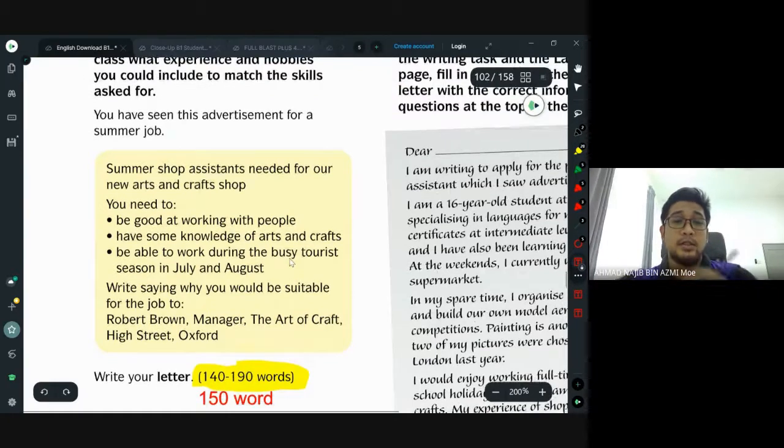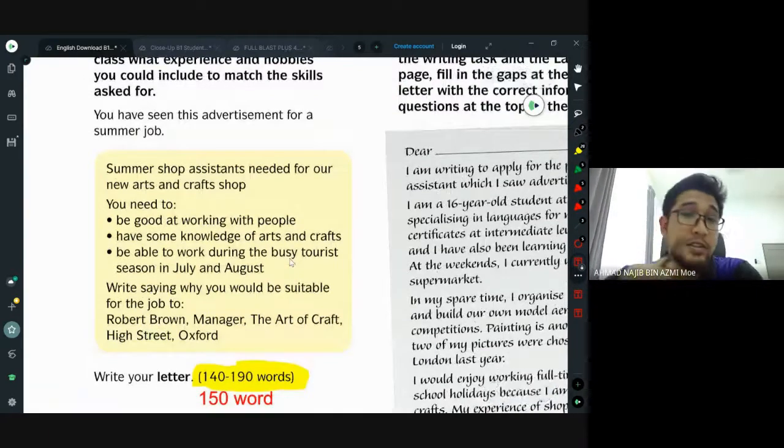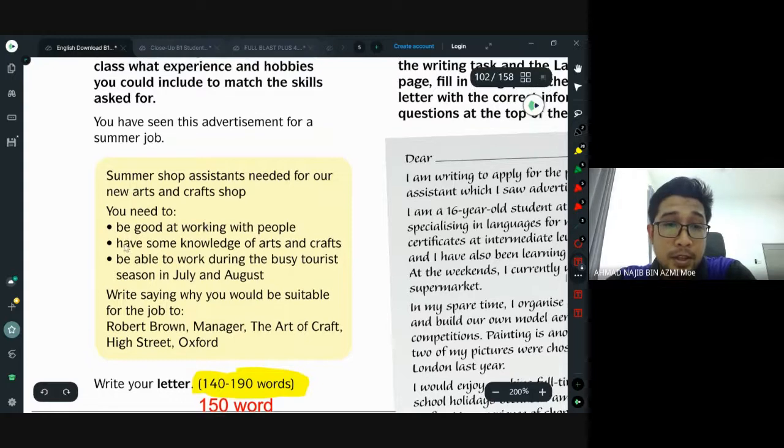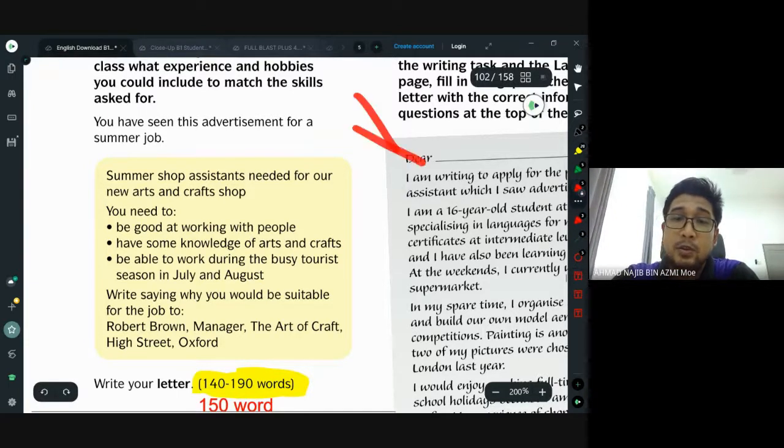Okay, so anyways, they tell you the skills that you need. So you need to tell them your experience. Let's try to invent some. Good at working with people. What experience can we say? Don't refer to the letter on the right there. Let's give from our own idea. Jangan tengok yang sebelah ni ya. Don't look at this one.